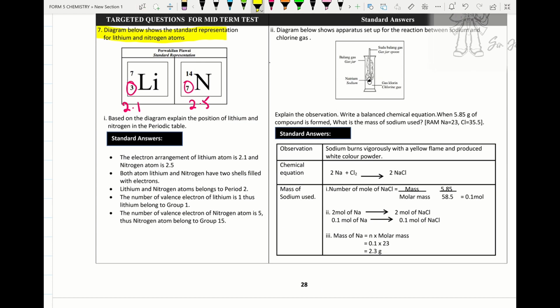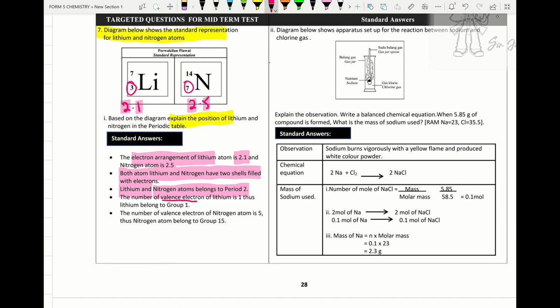Right, so we try to check the question. So based on the diagram, explain the position of lithium and nitrogen in the periodic table. So we try to explain the electron arrangement of lithium is 2.1 and the nitrogen atom is 2.5. Both lithium and nitrogen have 2 shells filled with electrons. Therefore, lithium and nitrogen belong to period 2.